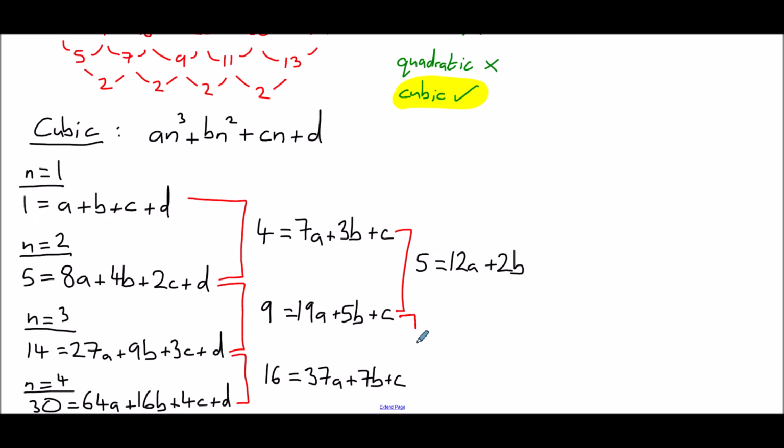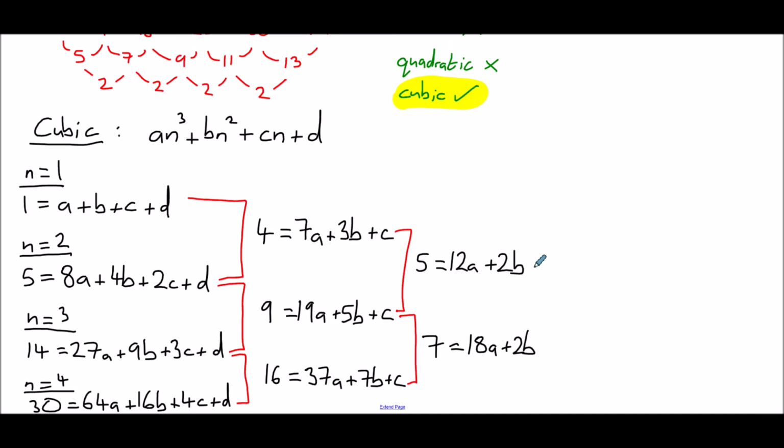Let's do the same for this one. So this equation, take away this one. 16 take 9 gives us 7. 37 take away 19, that gives us 18a. 7b take 5b gives us 2b, and again the c's have cancelled. So we've gone from having 4 unknowns here to just 2 unknowns. So we now have a simultaneous equation in 2 unknowns.